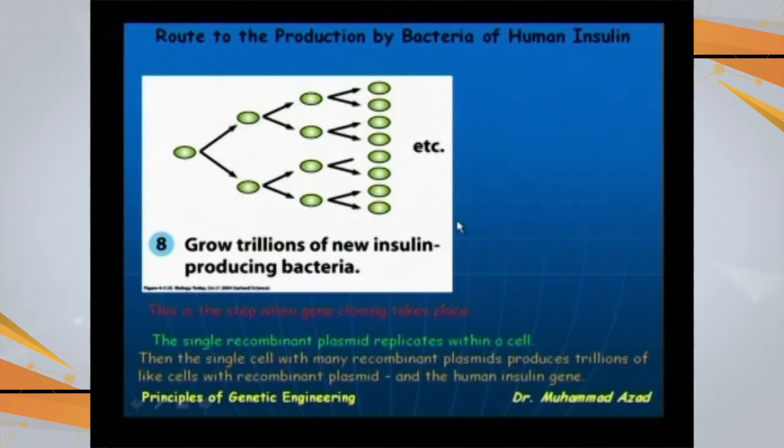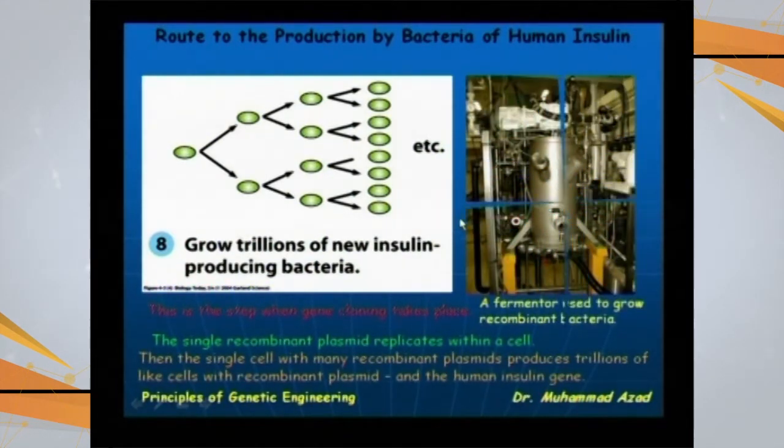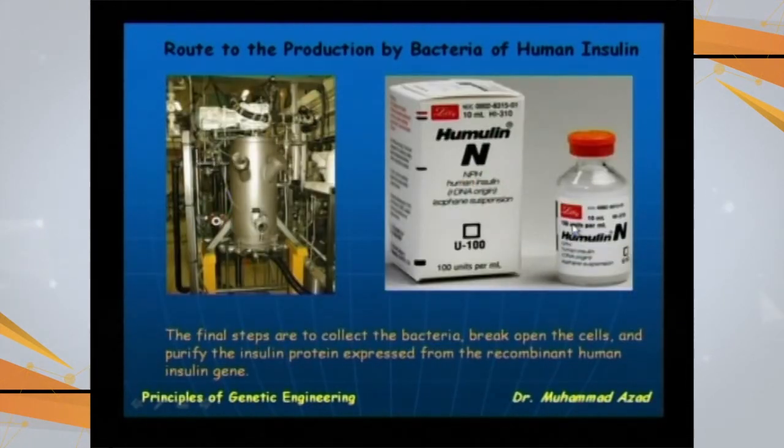And these are the large fermenters. This is a picture of a fermenter in which we grow these bacteria. Each bacterium is going to make the insulin. We are going to kill the bacteria, and then we are going to purify the insulin with the help of various chemical methods, and this is the humulin insulin. This is the insulin which uses the code for humans.